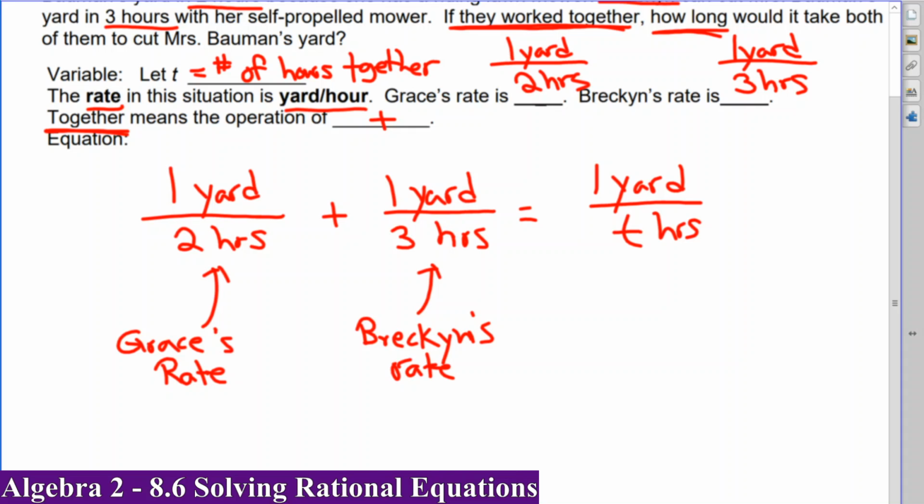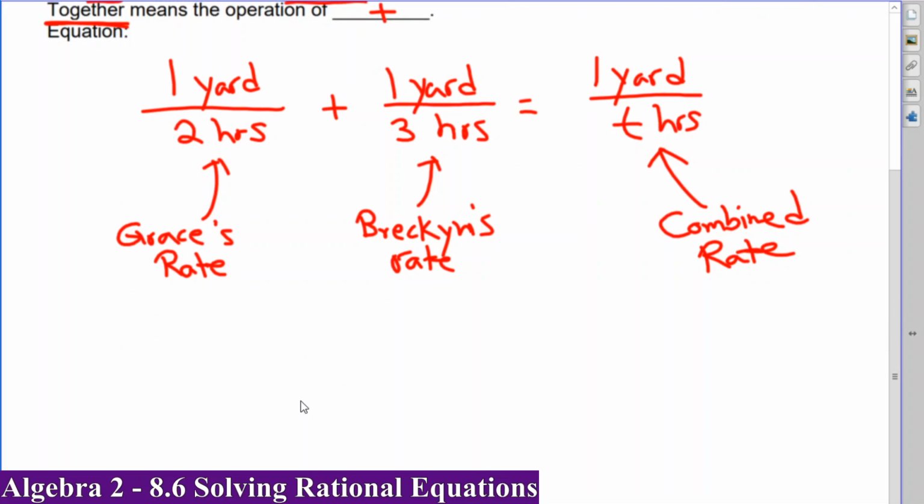Okay, and when we add those two rates together, we should be able to find their combined rate. That's what we're trying to figure out, what is their combined rate. So let's drop all the units here and rewrite this as 1/2 plus 1/3 equals 1 over t. So 1/2 plus 1/3 equals 1 over whatever t is.